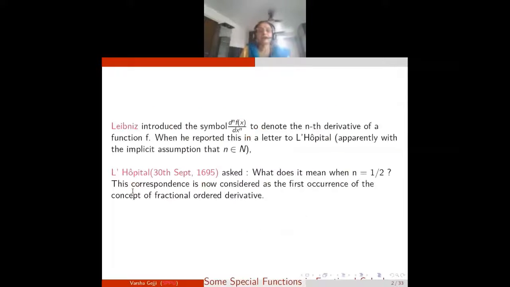Some special functions in fractional calculus. So I see a lot of crowd which is new to this subject. So here are a few remarks on fractional calculus.